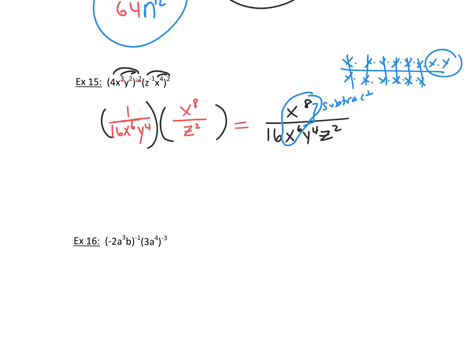So I'm going to subtract, and I'm going to have x squared in the numerator, and in my denominator I have 16 y to the 4th z squared, and that's my final answer. Okay, so if you encounter a situation where you have the same base in the numerator and denominator of a fraction, just subtract those exponents to simplify.